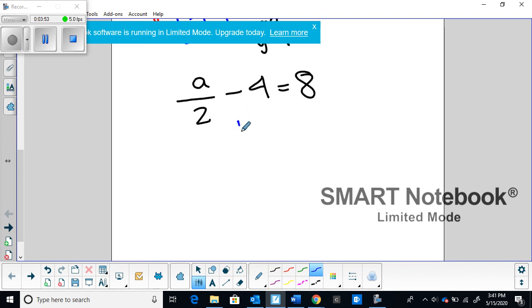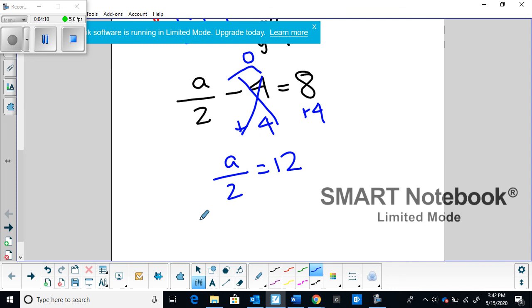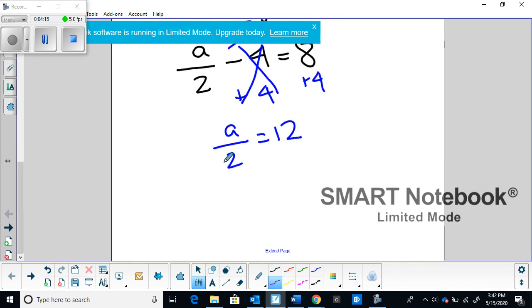First we get rid of our constants, the numbers that are not attached to the variable, by using opposite operations. If I'm subtracting 4, I'm going to add 4 to both sides. Then I rewrite my equation. This equals 0, so that's gone. But 8 plus 4 is going to be 12. Then we have one more step. We have to get rid of the coefficient, the number that's attached to the A. Since we're dividing by 2 here, we're going to do the opposite. We're going to multiply by 2. This is going to give us 1, so we're left with 1A on this side.